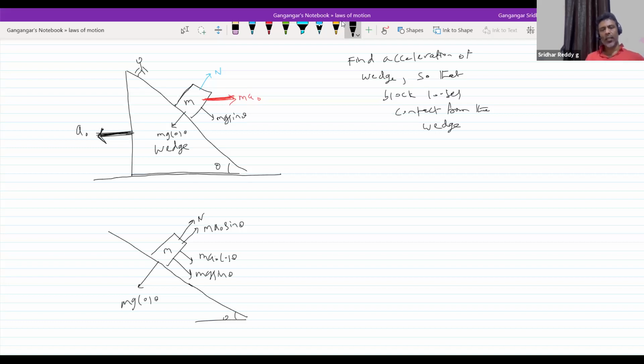Now for it to lose contact, what is the condition? N should be zero, no? Normal contact should be zero. So here, N plus m a naught sin theta minus mg cos theta equals 0. For the block to lose contact, N should be equal to 0. I'll substitute that, then we'll solve it in the next step.